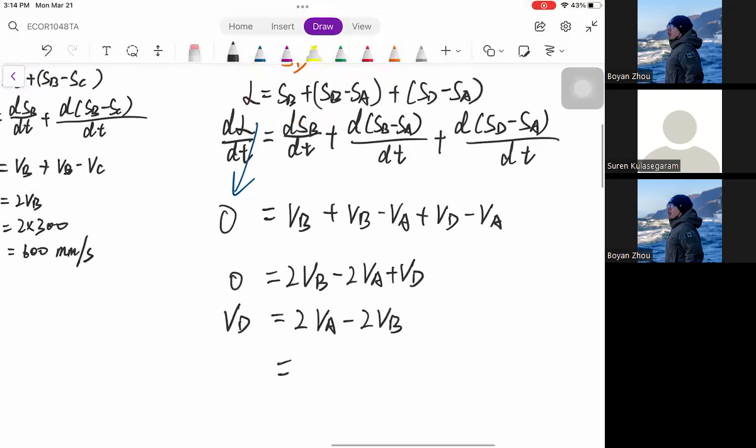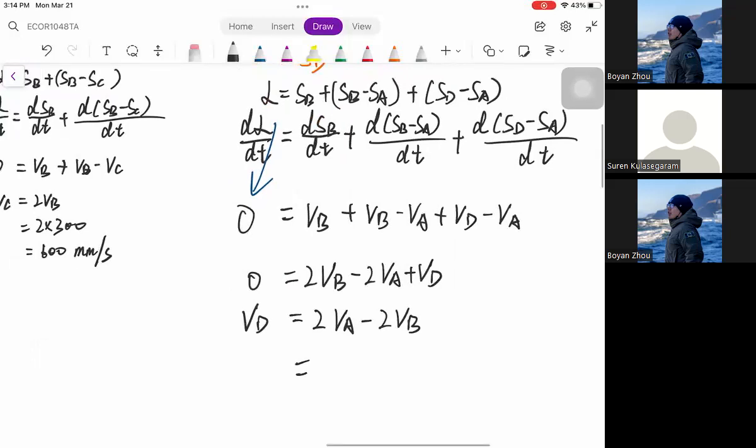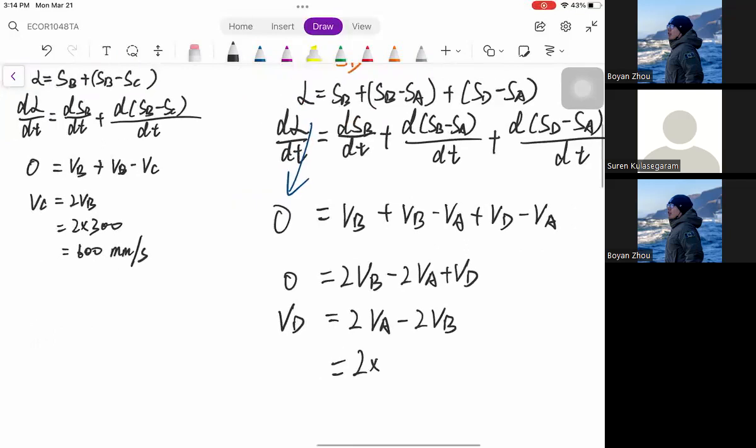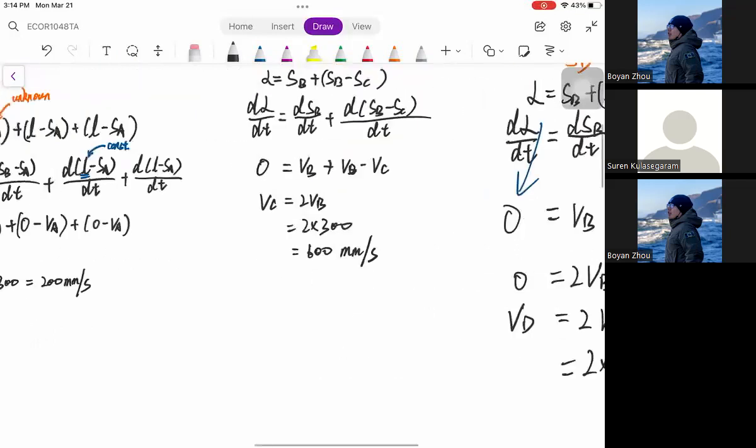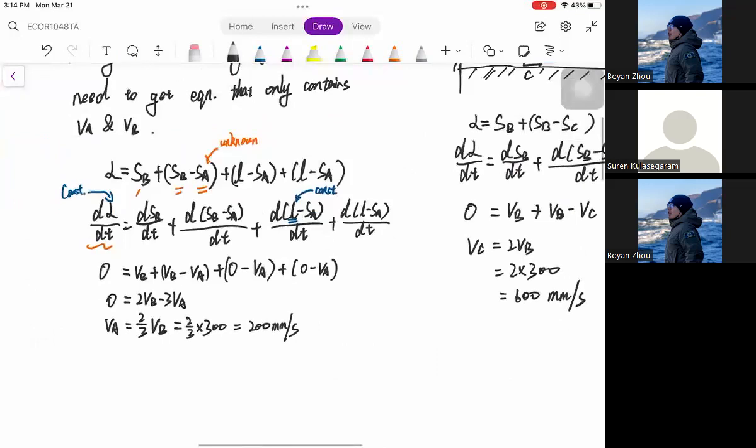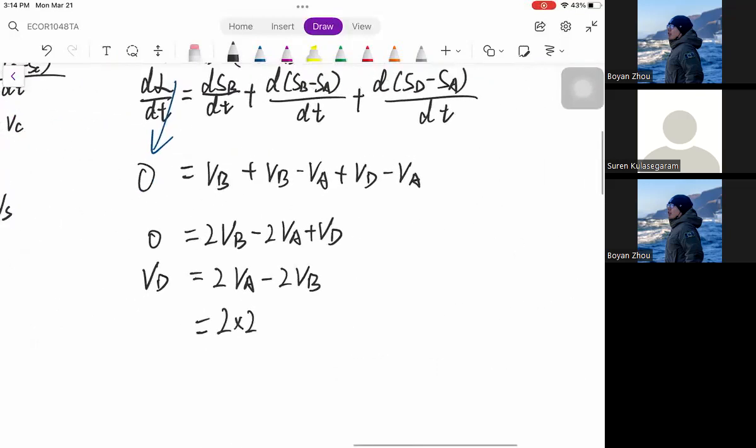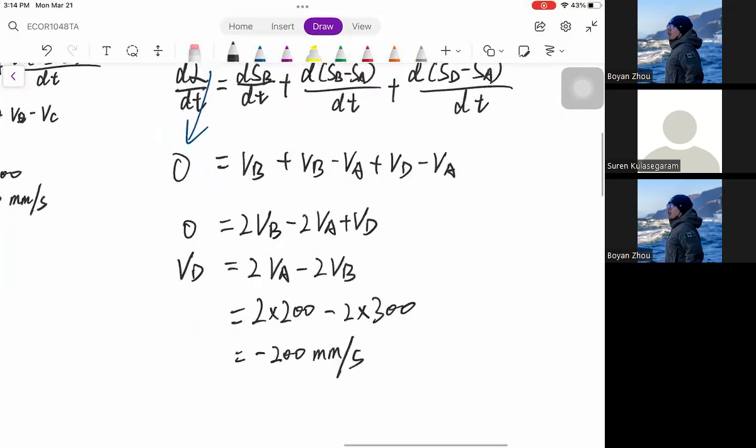And like before, VB is given, and in part A, we already found the value for VA. Then we can just plug in the numbers here. VA is 200 millimeters per second. So that is 2 times 200 minus 2 times 300. The final answer is going to be negative 200 millimeters per second.